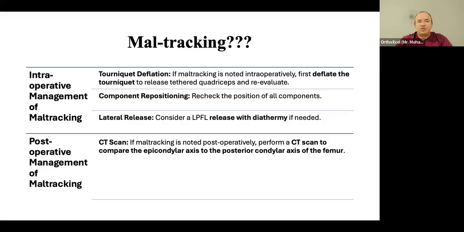How do we catch it post-operatively? The patient will come with anterior knee pain, clicking, an unstable patella, in pain. He's not happy. So how can we catch that? We do a CT scan, which will show us the malpositioning of the patella and give us an idea where the problem is.